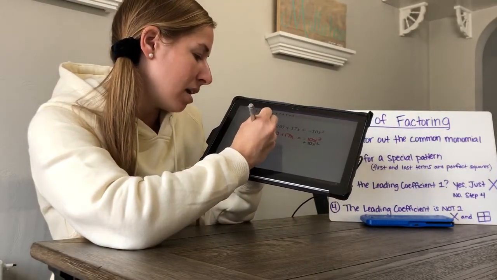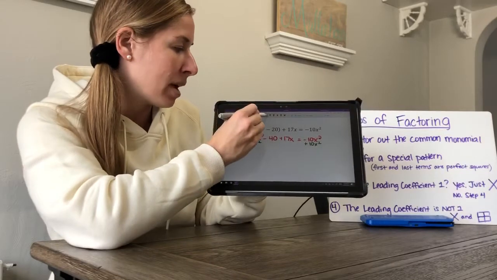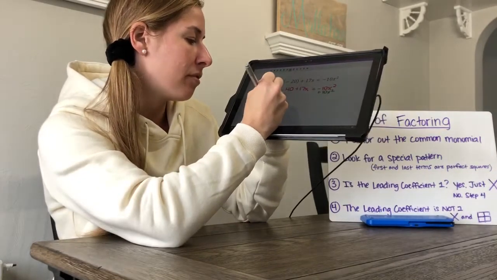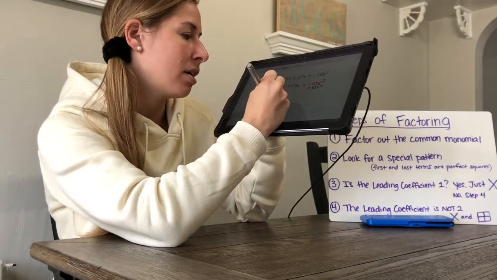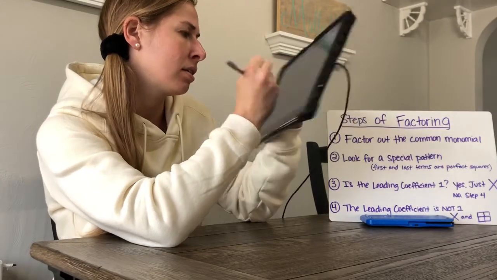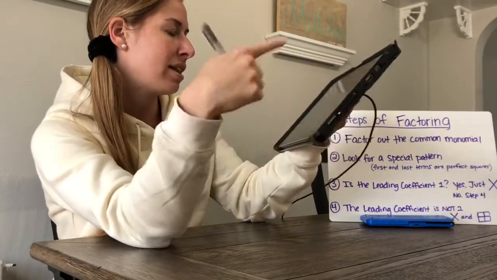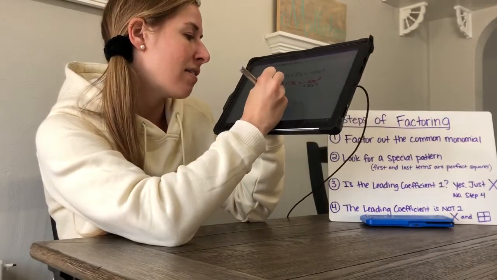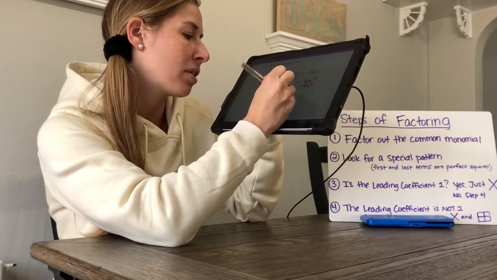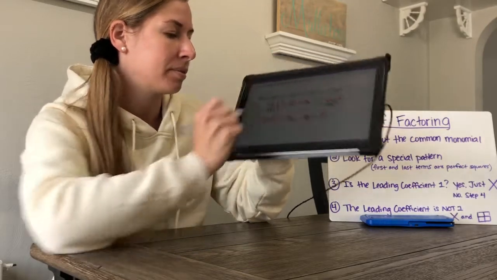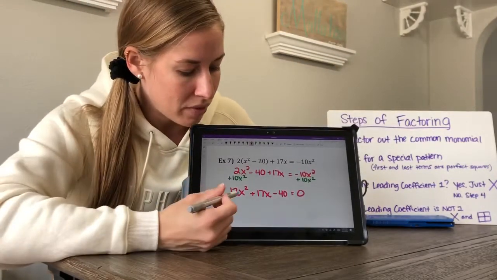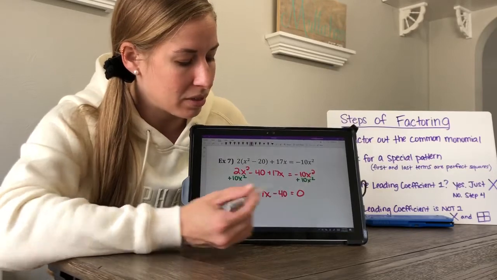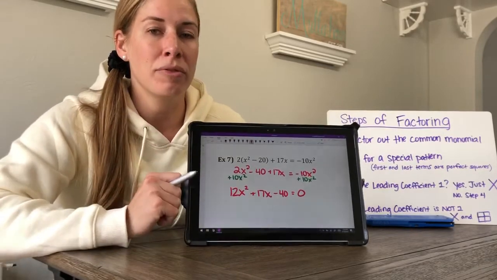So plus 10x squared. So we end up getting 12x squared minus 40. Whoops, I'm going to actually write this so that it's in standard form. Plus 17x minus 40 equals 0. Okay, 12x squared plus 17x minus 40 equals 0. Now that's in a more familiar form.